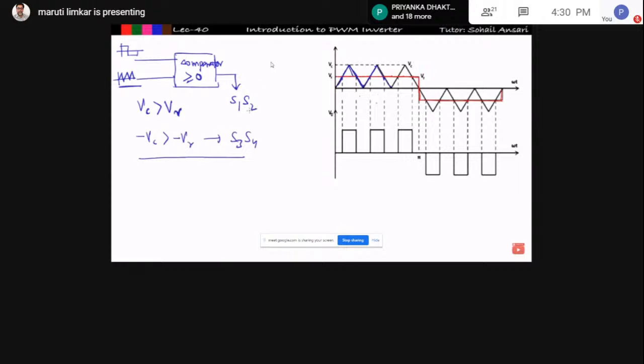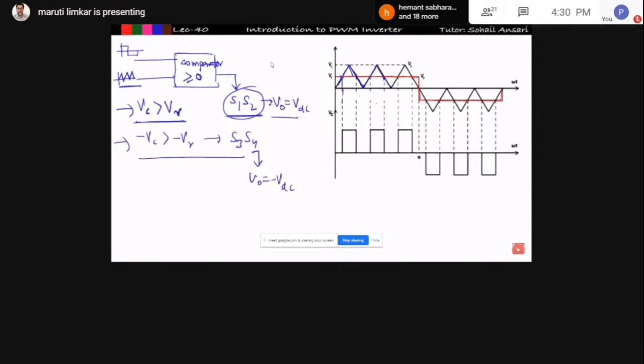Are you getting this? If VC is greater than VR, then S1 and S2 will trigger, and the output voltage I will get is equal to VDC. That we have seen in the previous 4 to 5 lectures. In the same way, if minus VC is greater than minus VR, then S3 and S4 will turn on, and the output voltage will be equal to minus VDC. So I pass these two waveforms through a comparator and do the coding like this, in order to trigger the 4 switches of the single phase full bridge inverter.